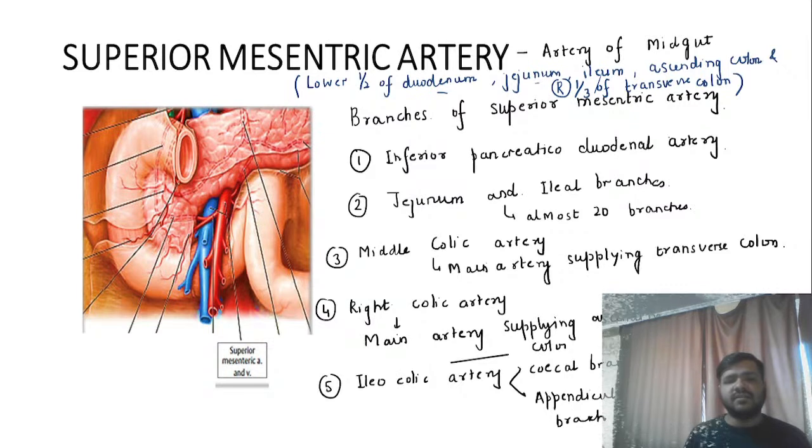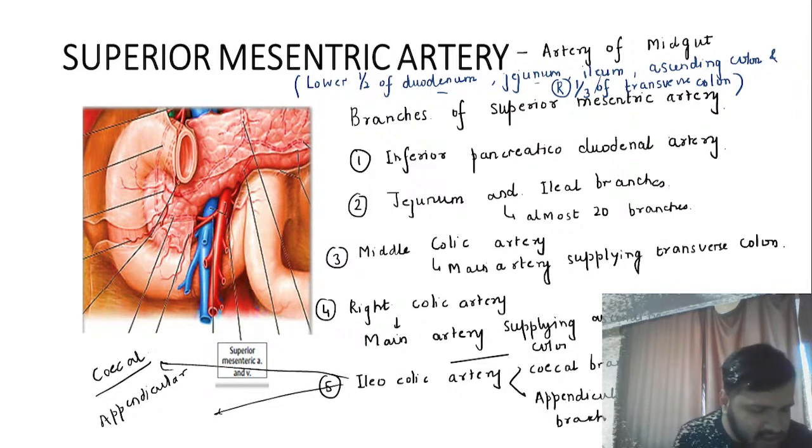I will just write it over here if it is hidden: cecal, and we have appendicular branches. So these two branches are coming from the ileocolic artery. These are all the branches that I will show in the picture that I will be drawing right now. I will be drawing the picture and then correlate it with the images given in the atlas. The cecal branches and the appendicular branches you just cannot see from there.